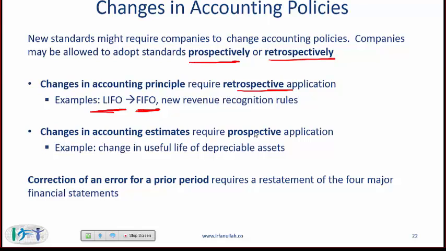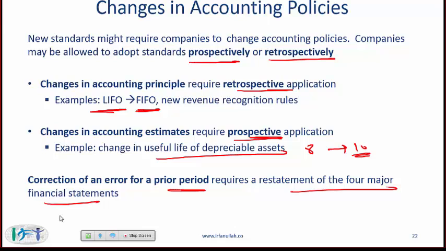Changes in accounting estimates require prospective application. For example, a change in the useful life of depreciable assets. If this goes from 8 years to 10 years, then you do not need to change last year's financial statements. Correction of an error for a prior period requires a restatement of the 4 major financial statements for prior periods. If a company does this too often, then that is a major red flag.